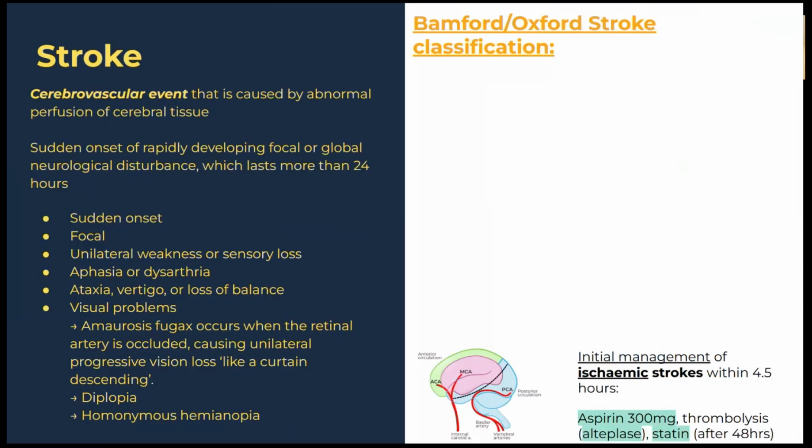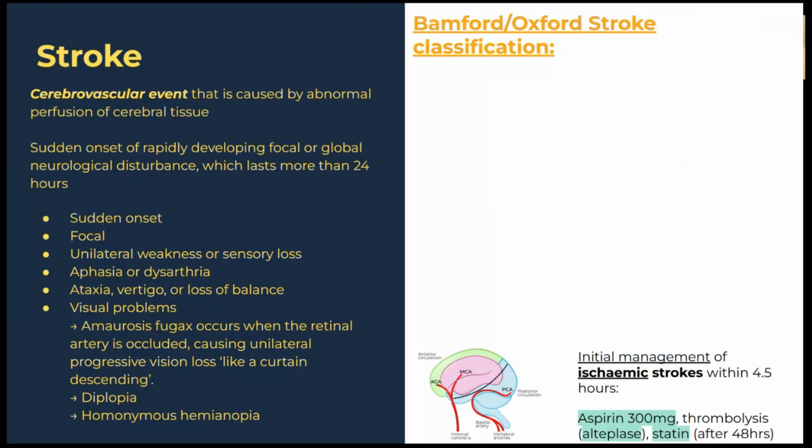So, into strokes. Just a basic definition: a cerebrovascular event that's caused by abnormal perfusion of cerebral tissue, causing sudden onset of rapidly developing focal or global neurological disturbance lasting more than 24 hours. That's what distinguishes it from a TIA. It's the length of time.